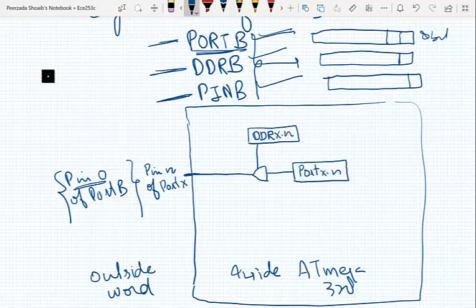DDRX.n. So if we put a 0 in the data direction register, this buffer won't work. There will be high impedance between this point and this point. So in that case, we can't use the pin as the output pin. That means any data we put in port X will not be sent to the outside world, because there is a high impedance path between these 2 points. But if we write 1 to our data direction bit, there will be a low impedance path, and anything we write to the port X will be sent to the outside world.